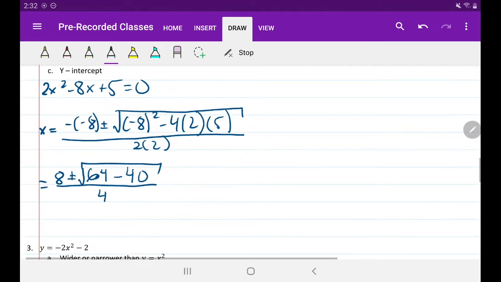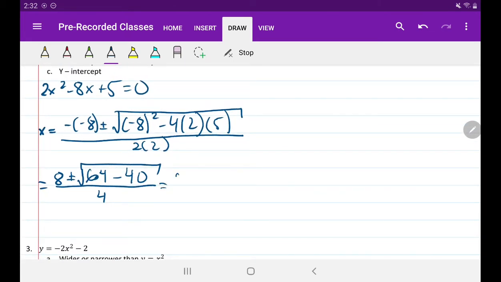So that will simplify again. We'll have 8 plus or minus the square root of, well, 64 minus 40 is going to be 24, and 24 is... well, 14 is just 2 times 7. There's nothing inside of that that we can pull out, because with 2 and 7, you can't take the square root of either of those. So for this particular problem, that is as far as you can go for your x-intercepts.